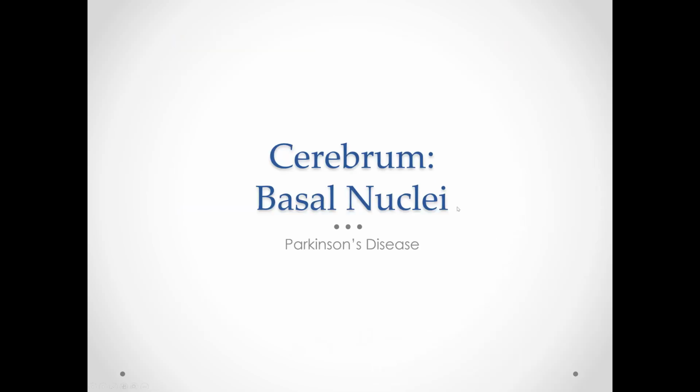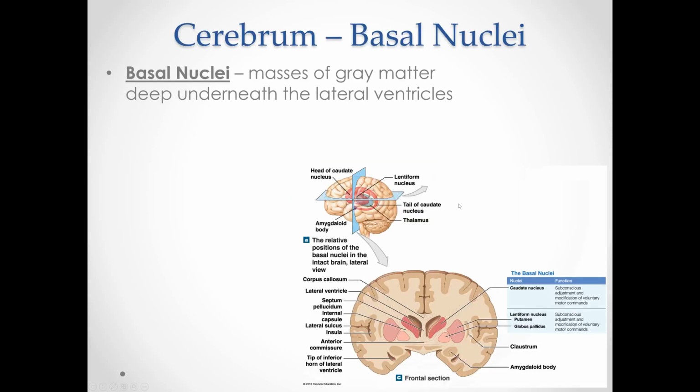So now we're going to talk about the basal nuclei of the cerebrum and Parkinson's disease. The basal nuclei are masses of gray matter in the cerebrum that lie deep underneath the lateral ventricles. You can see in this top picture, these basal nuclei are colored in this dark pink color, and down here at the bottom with the cross section, you can see them again. Remember, the gray matter that lies on the outside of the cerebrum is called the cerebral cortex, or cortical neurons. This is additional gray matter that is deep inside of the cerebrum. Most of the rest of the cerebrum is made up of white matter.